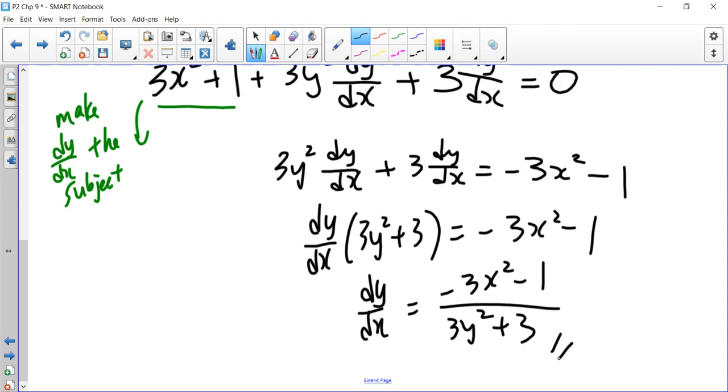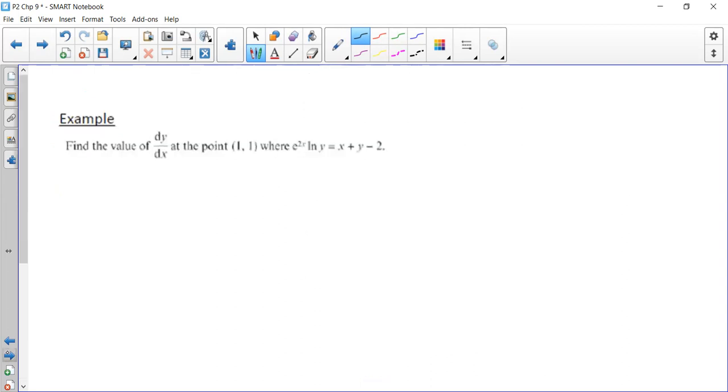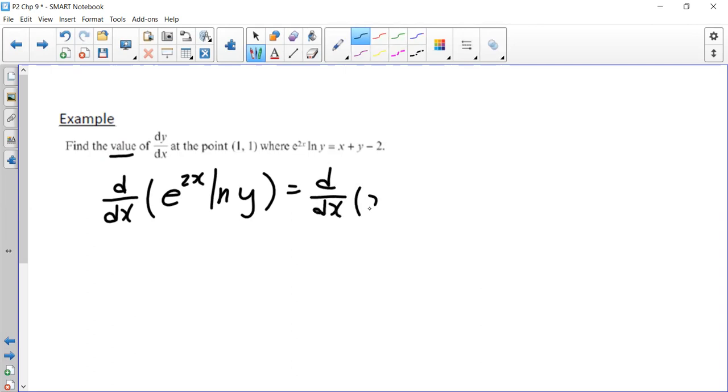That's how we do it. One more example. Find the value of dy by dx at the point (1, 1), where e to the power of 2x times ln y equals x plus y minus 2. Find the value means the answer will be a numerical value. Tell me the first step. Apply d by dx on both sides.